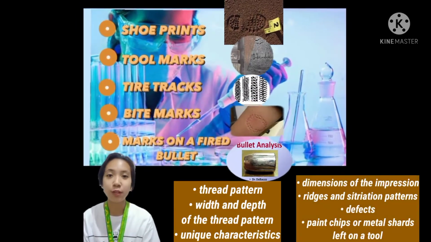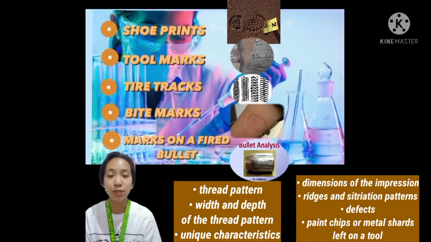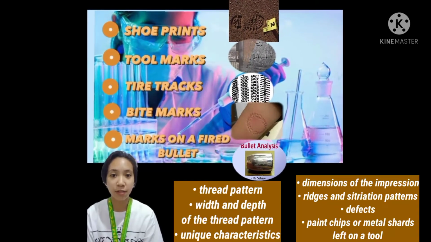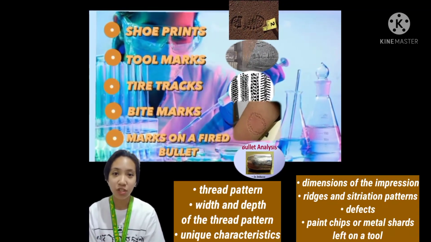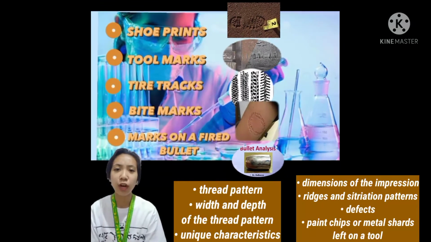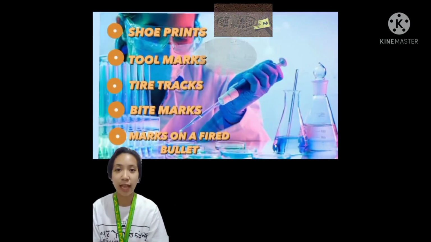On tool marks, the features to analyze are the dimensions of the impression, ridges or striations of patterns, defects such as nicks and chips, and also the paint chips or metal shards left on a tool.